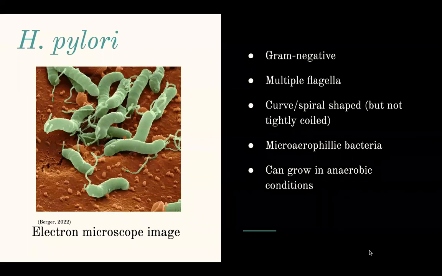H. pylori for short is gram-negative, has multiple flagella, is curved, spiral-shaped but not tightly coiled, is a microaerophilic bacteria, and can grow in anaerobic conditions. And on the left-hand side is an image from an electron microscope showing the H. pylori in the stomach lining.